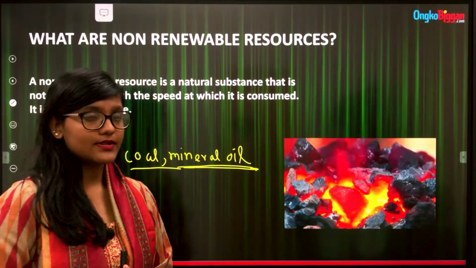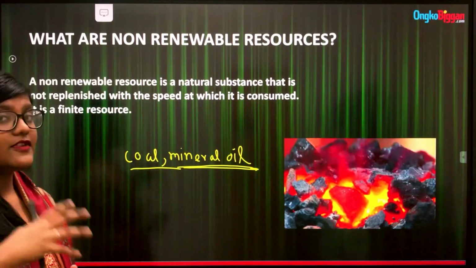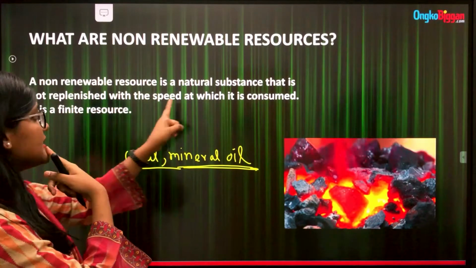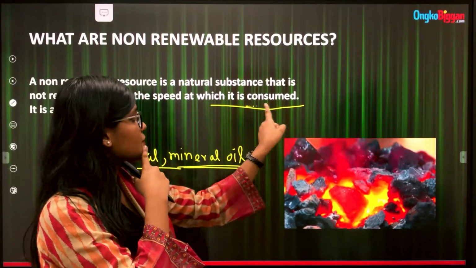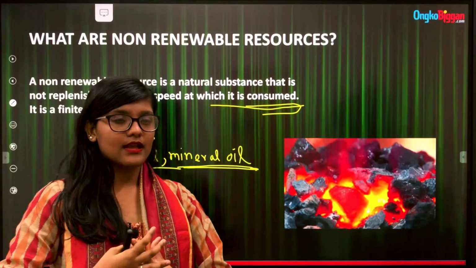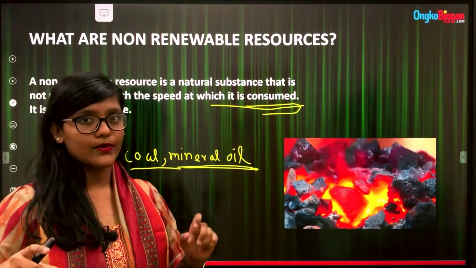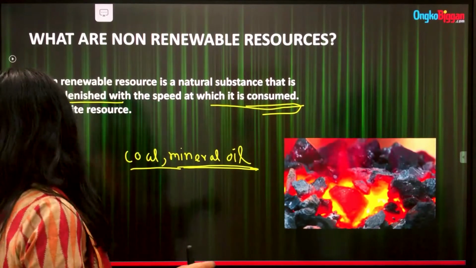That means the resources which are actually limited. That means they cannot be replenished at the speed at which they are consumed. Consumed means the rate we use, and replenished means it can be produced at the same rate. Okay.